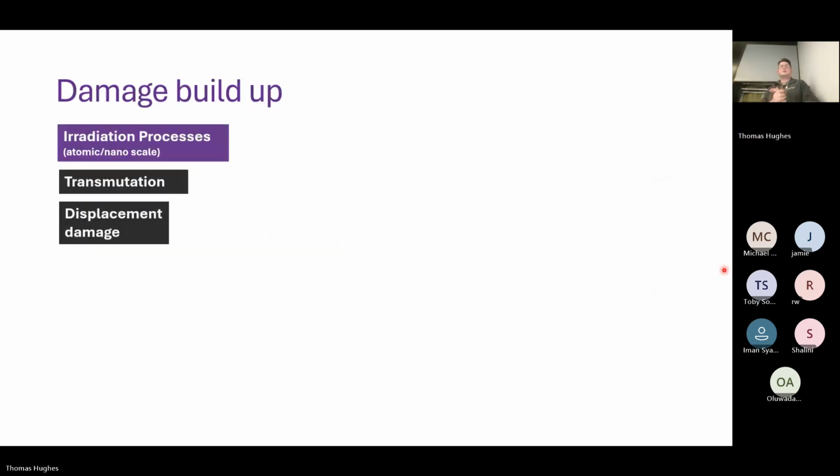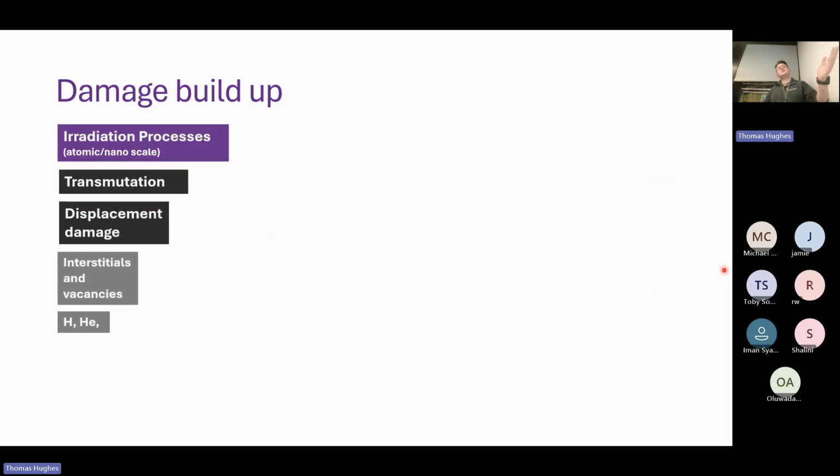So let's have a look at how damage builds up to a macro scale. We've got our radiation processes. One of the things that can happen is transmutation. If a neutron is traveling slow enough, it can get absorbed by an atom, and this will undergo radioactive decay and become a different element. And then we also have our displacement damage caused by our neutron.